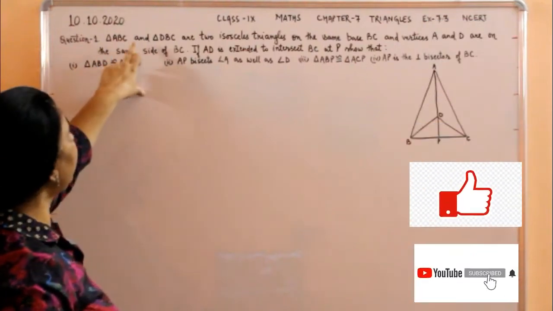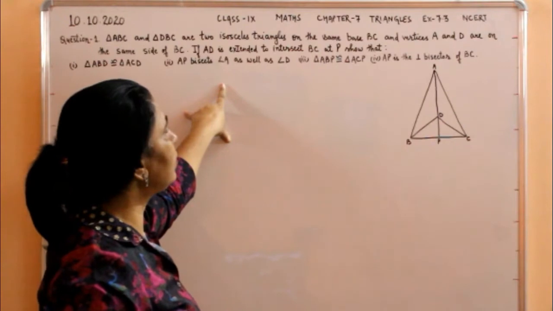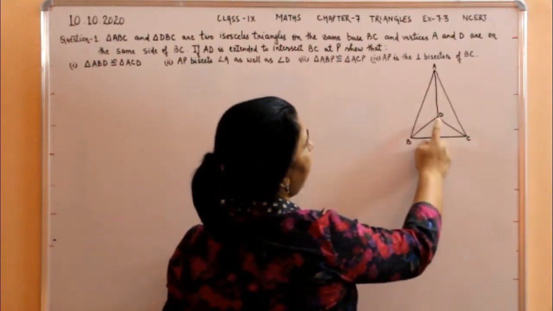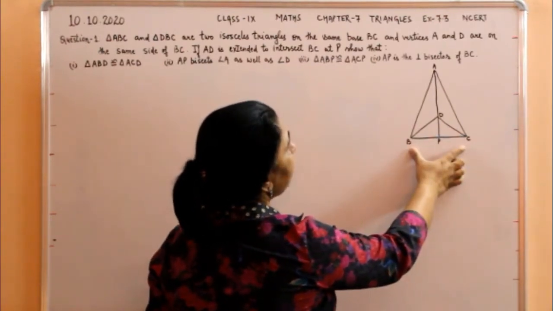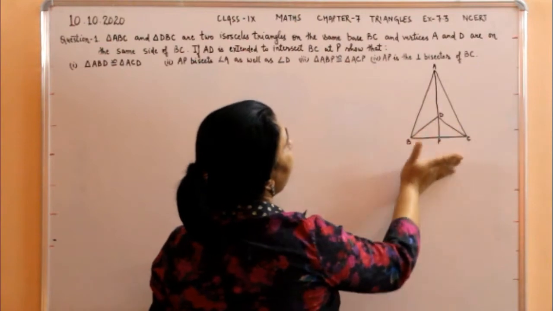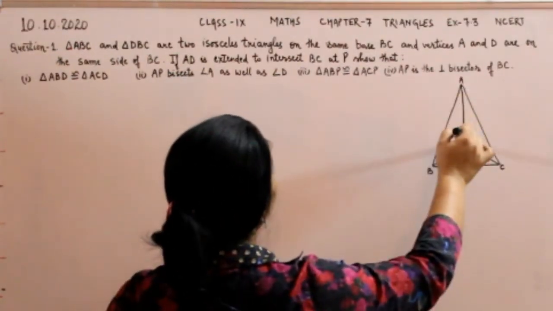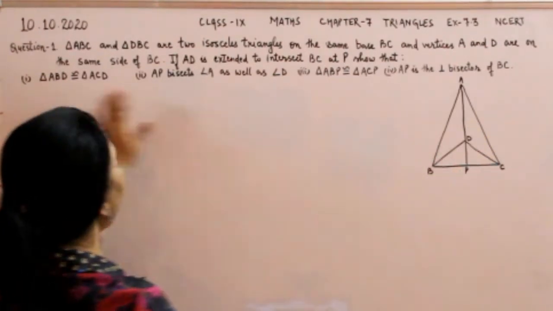Triangle ABC and triangle DBC are two isosceles triangles on the same base BC. These are the two triangles ABC and DBC. They are on the same base BC, and the vertices A and D are on the same side of BC. If AD is extended to intersect BC at point P, we have to show these four things.